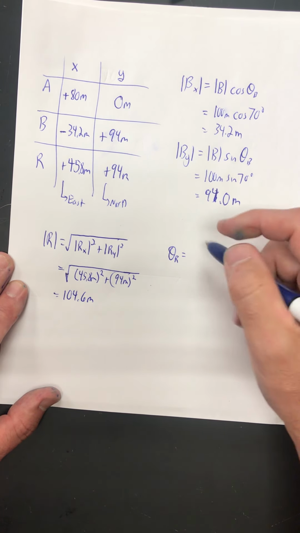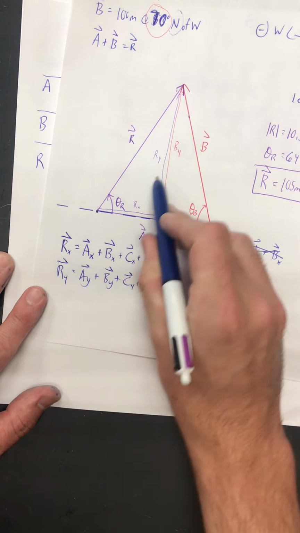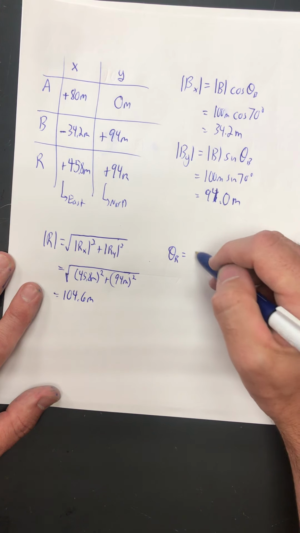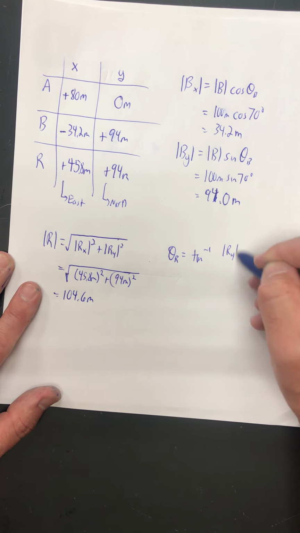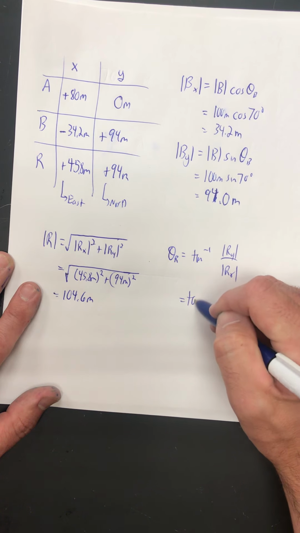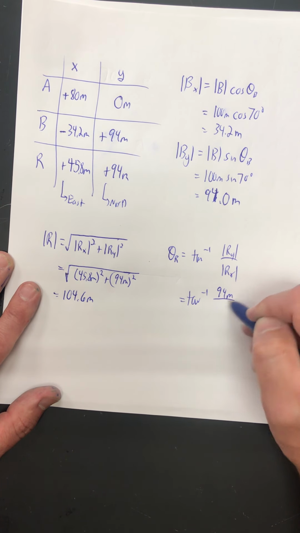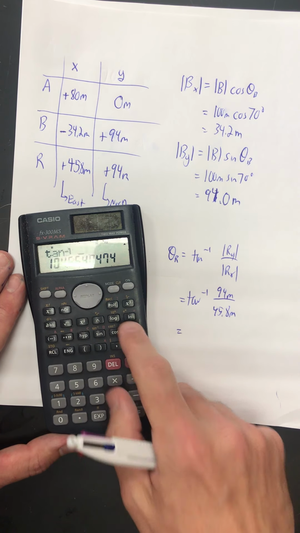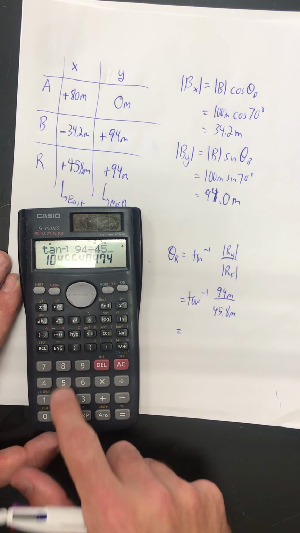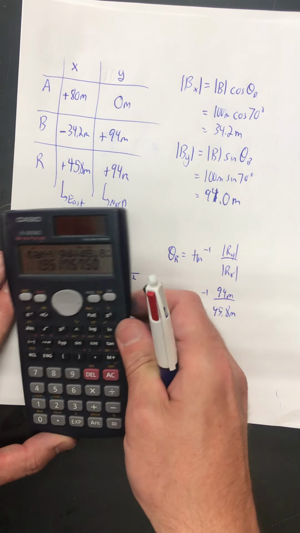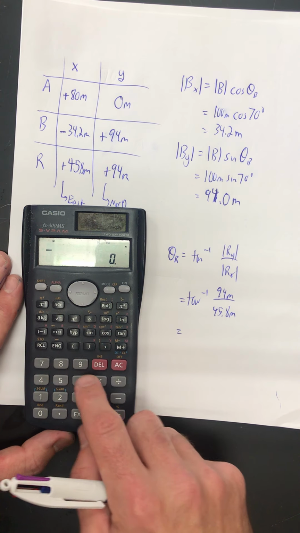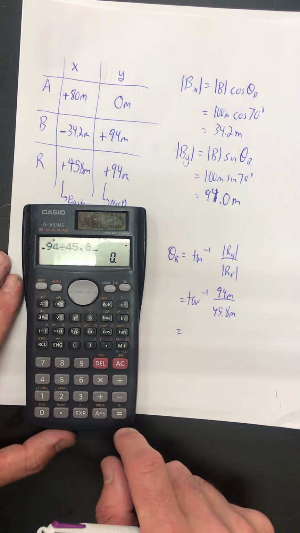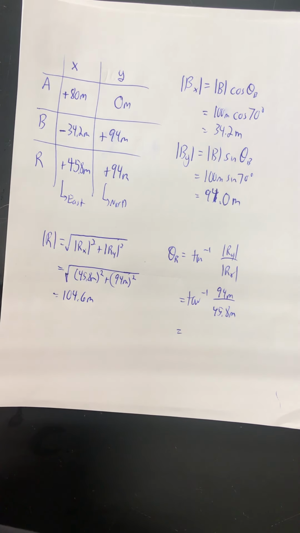And I need to have a direction. Theta R is equal to, if we look at that, opposite over adjacent, so it's y over x, right? So tangent inverse of Ry magnitude over Rx, and that's going to be tangent inverse of 94 meters over 45.8 meters. Plug that into our calculator. Second tangent, 94 divided by 45.8, and I get, oh, hold on a second, that was wrong.